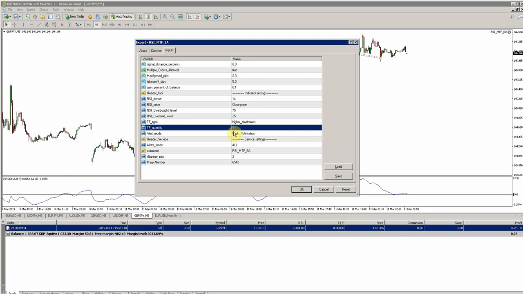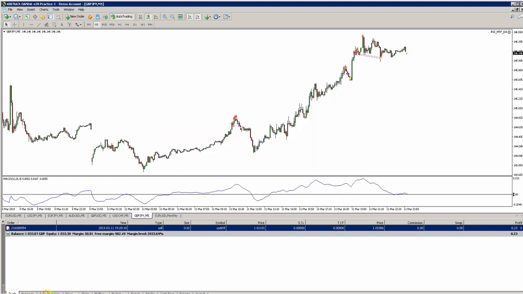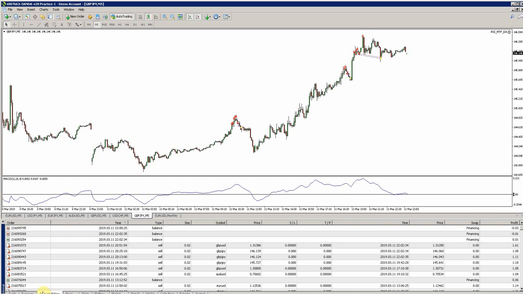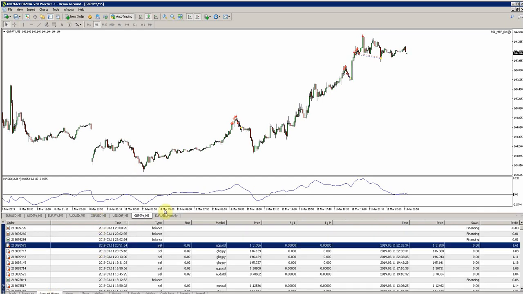So hopefully that makes sense in terms of the actual settings. And now let's go look at some trades. If we go to the account history at the top, again sorted by date order, having a look today.